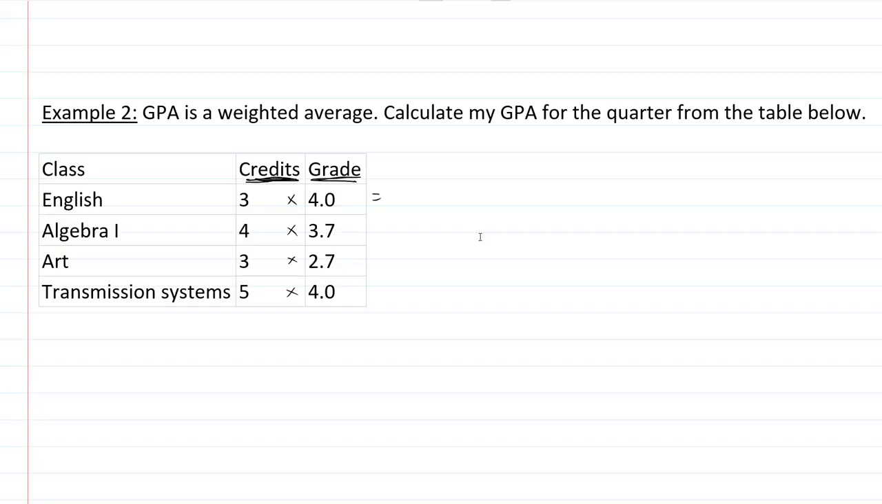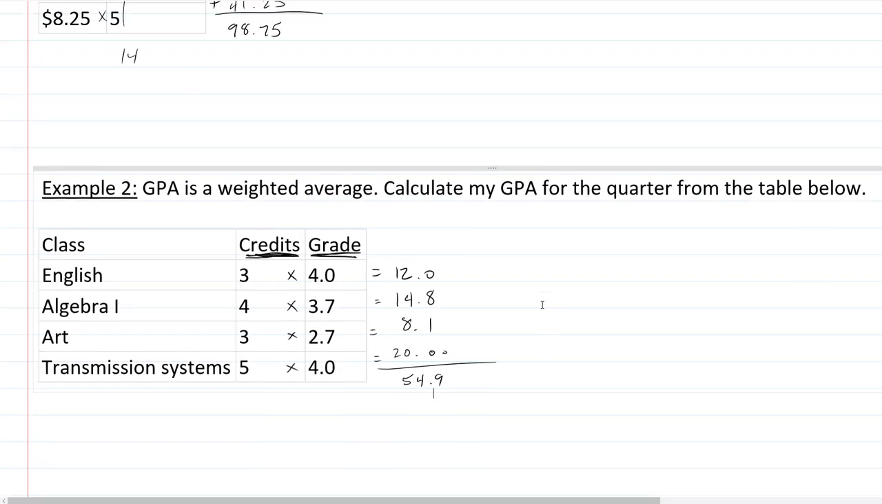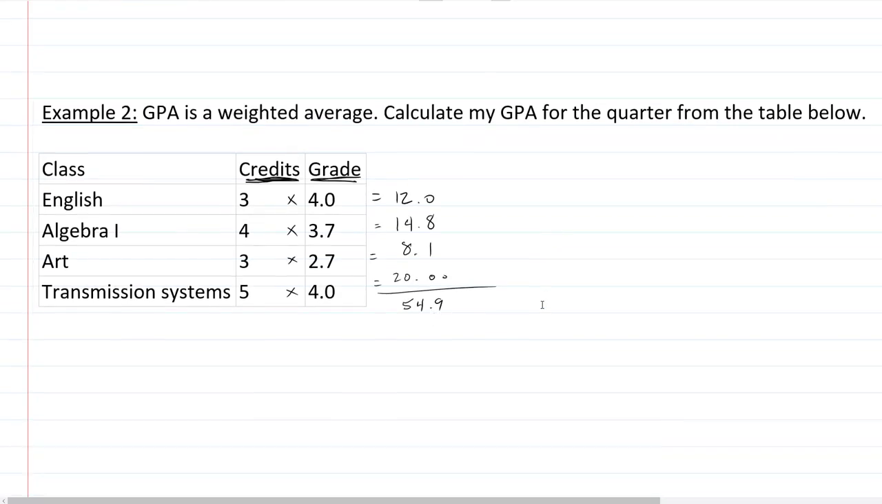So 3 times 4 is 12. And 4 times 3.7 is 14.8. And 3 times 2.7 is 8.1. And 5 times 4.0 is 20. If we add these all up, I have 54.9 grade points total. So I add up the total number of credits, 3, 4, 3, and 5. And this is 15. So I'm taking 15 total credits.